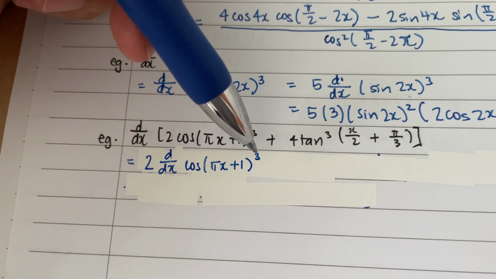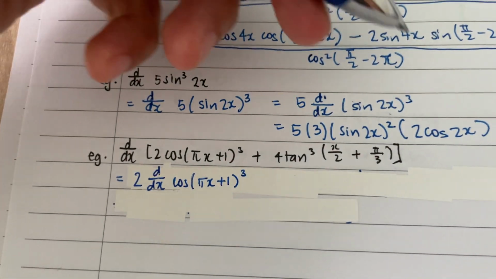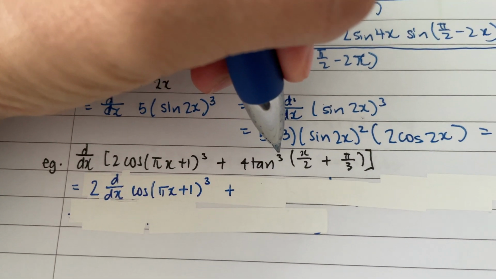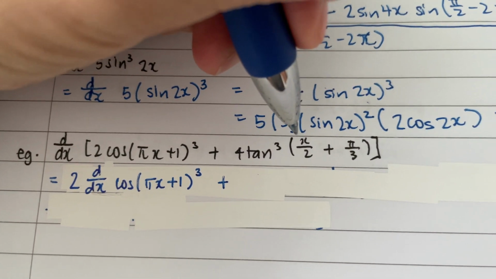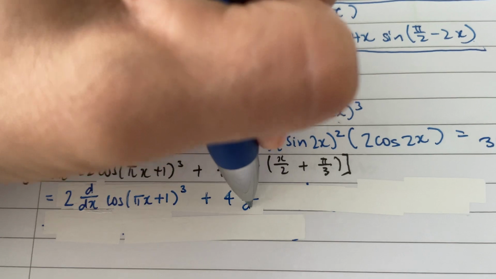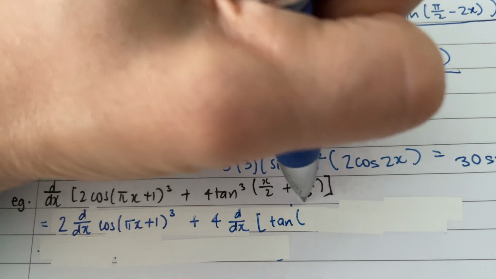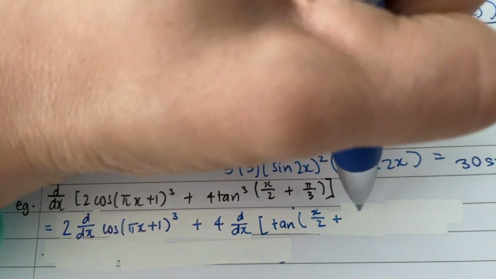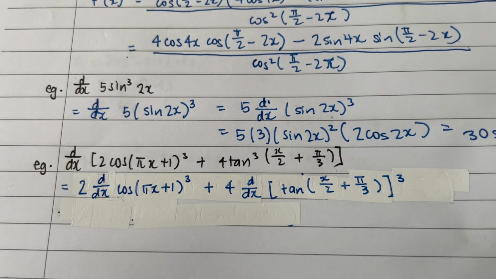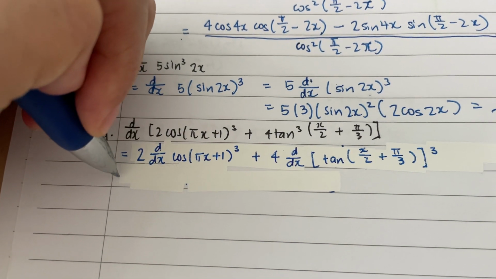Take note that the cube is with regards to pi x plus 1 and not cos pi x plus 1. But for the second part of the differential, the cube here is with regards to tangent x over 2 plus pi by 3. Okay, so it can be expressed this way. Now I'm going to move on to differentiate both sides of the expression.